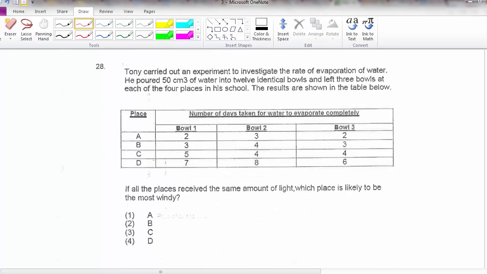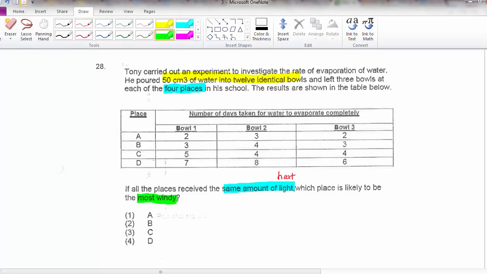Now 28. 50 cm cube of water into 12 identical bowls. So some of the key points: left 3 bowls at each of the 4 places. So I've got 4 places in his school, results shown below. If each of the places receives the same amount of light, alright, same amount of light means the same amount of heat as well. Light and heat are quite closely related.